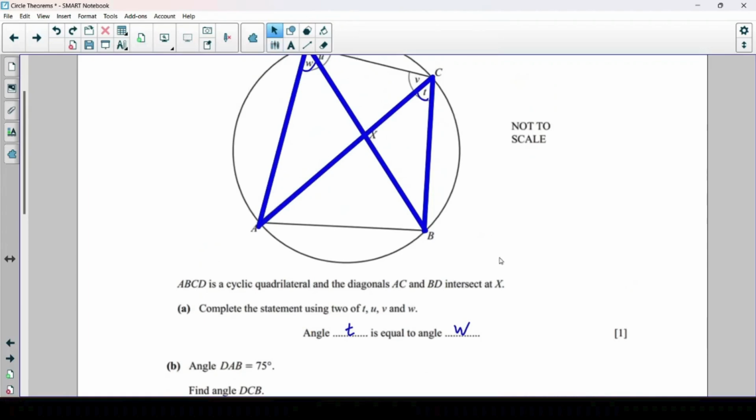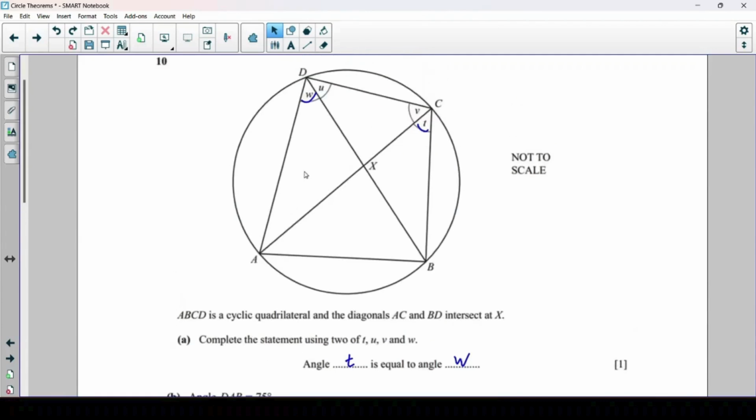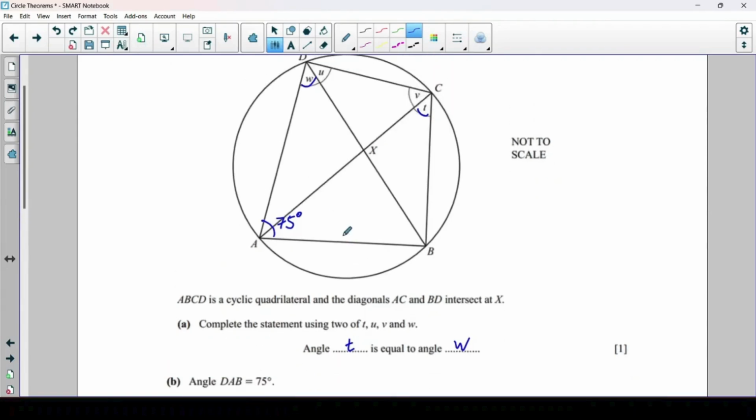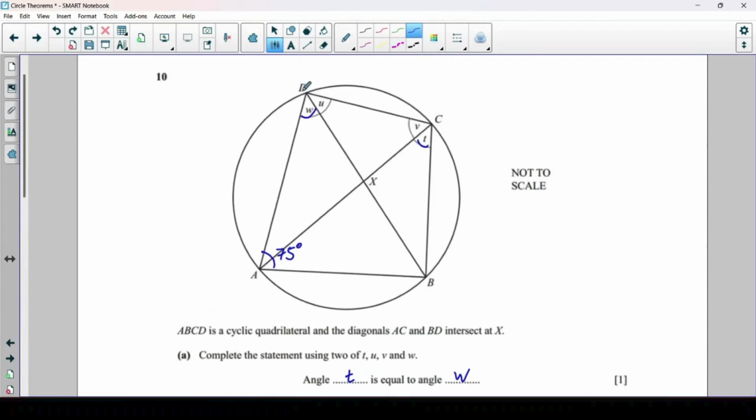Then we're told that angle DAB equals 75. So let's just write that in. DAB is 75 degrees. And we're asked to find DCB. DCB is all of this one here. And we're going to use the fact that this is a cyclic quadrilateral, so those two things have to add up to 180, which makes this one here 105 degrees.